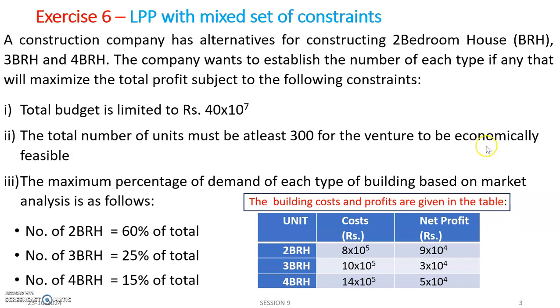So yes, you're right. The decision variables are the number of 2-bedroom houses to be constructed by the company, the number of 3-bedroom houses to be constructed, and the number of 4-bedroom houses to be constructed. So X1 will be the number of 2-bedroom houses to be constructed, X2 will be the number of 3-bedroom houses to be constructed, X3 will be the number of 4-bedroom houses to be constructed. So 3 decision variables are there in this problem.